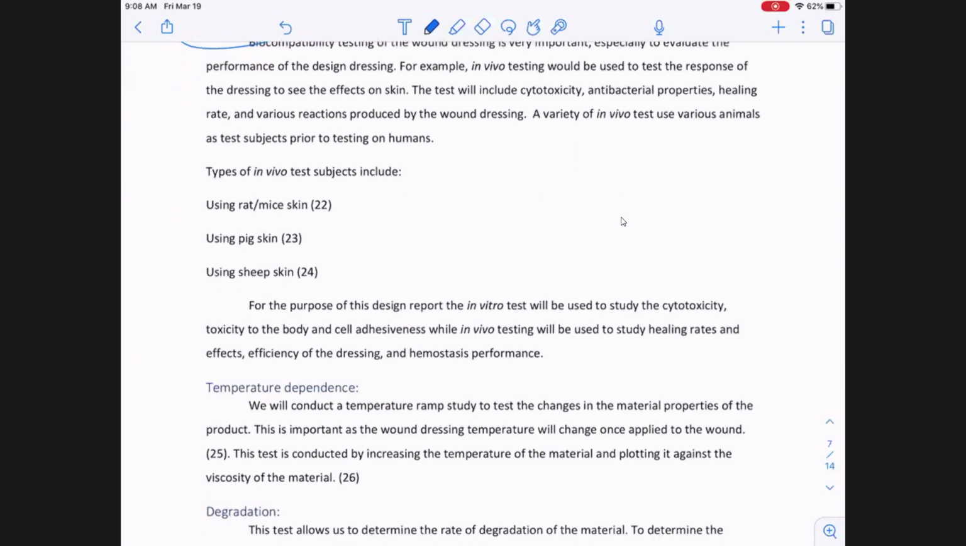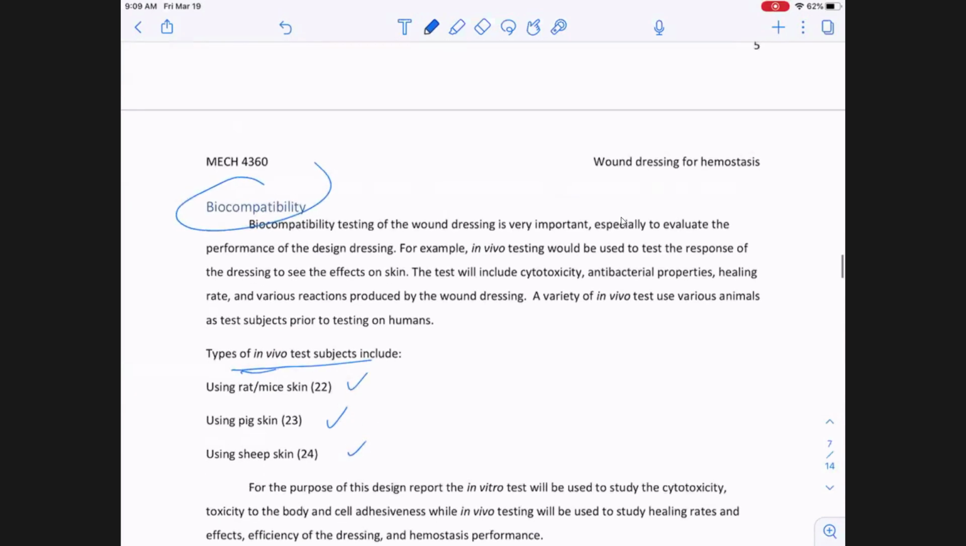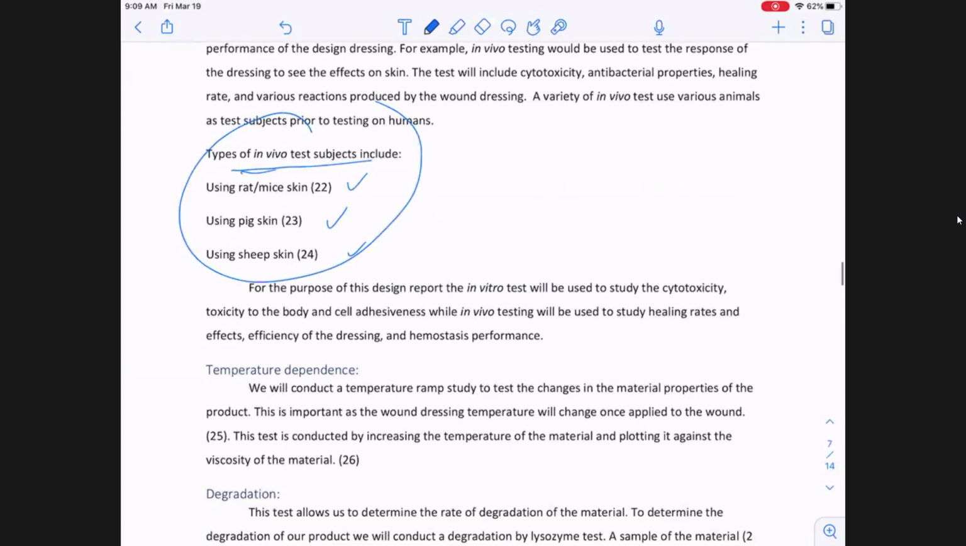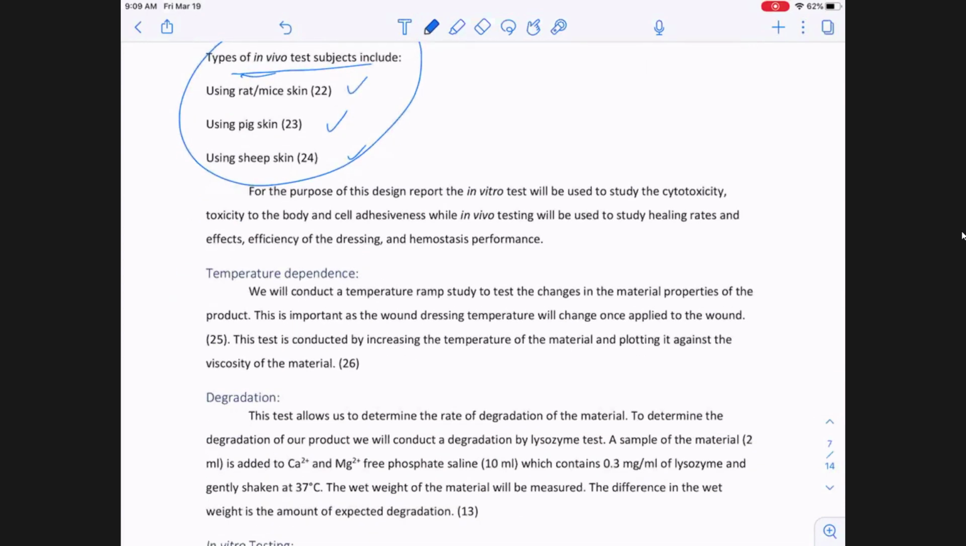For example, an in vivo test, and also an in vitro test is needed. So they missed this part. Biocompatibility includes in vitro and in vivo, so this one is only in vivo. But always in a project, an in vitro test is needed.